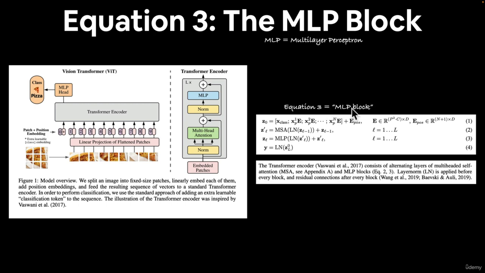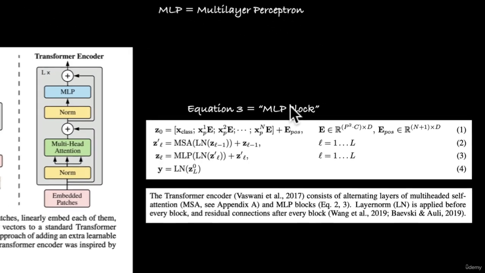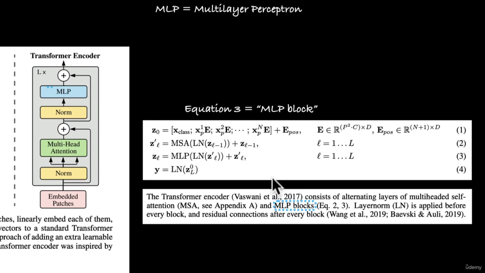And then if we draw some colorful lines, the transformer encoder consists of alternating layers of multi-head self-attention, MSA. We've already done that. Look at us go. And MLP blocks, equation 2 and 3. So alternating MSA and MLP blocks within the transformer encoder. Layer norm, we've seen layer norm, is applied before every block. So just like here. And residual connections are after every block.